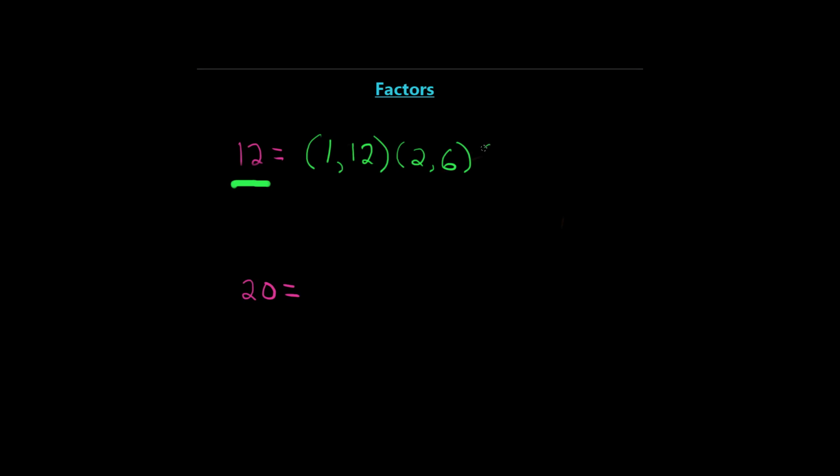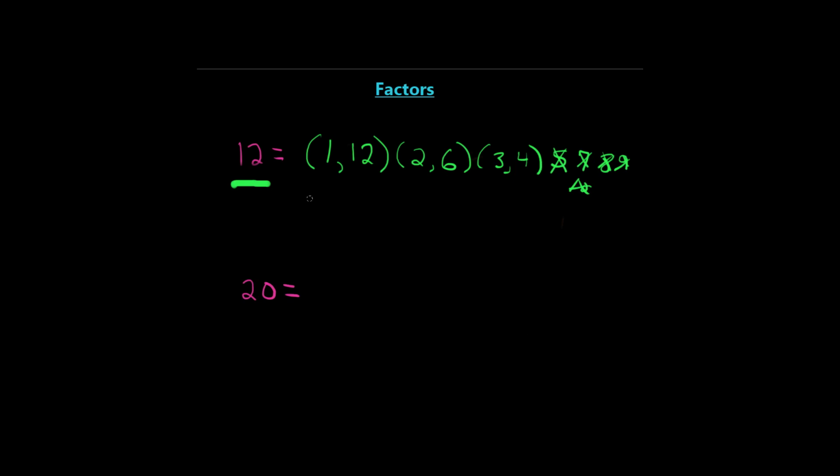So I'm going to try 3. Okay, 3 times what equals 12? That's a 4. All right, what about a 5? Nope. 6 we already used, so we don't have to write it again. What about a 7? Nope. What about an 8? Nope. What about a 9? No. And what about a 10? No. So my factors here of 12 are 1 and 12, 2 and 6, 3 and 4.